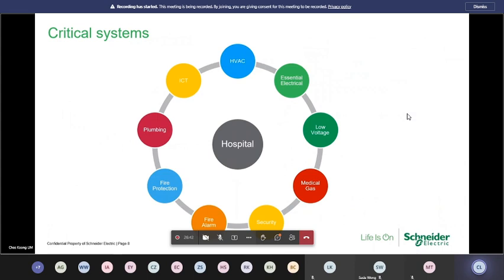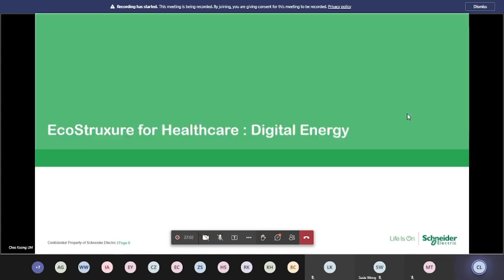There are so many different parts that you can see within the slide here, and this is just some of the systems that we provide in a hospital. And all these systems need to work properly. And how do we do that? They need to be monitored, they need to be controlled, and they need to be integrated to work hand in hand so that the hospital can function properly. Okay. So that's where we'll go into the next phase.